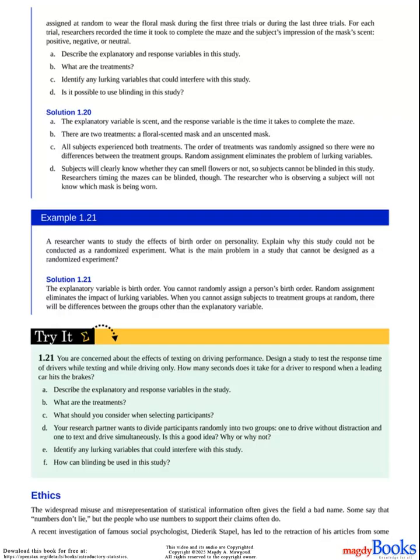D. Your research partner wants to divide participants randomly into 2 groups. One to drive without distraction and one to text and drive simultaneously. Is this a good idea? Why or why not? E. Identify any lurking variables that could interfere with this study. F. How can blinding be used in this study?